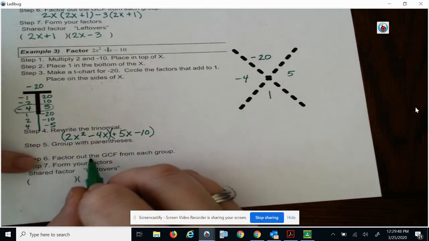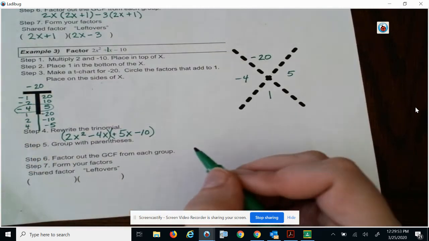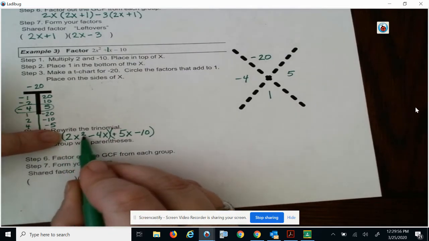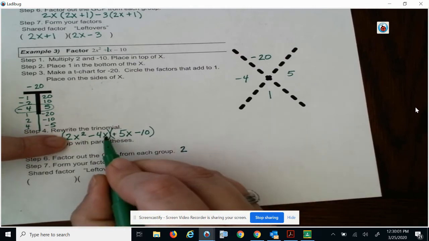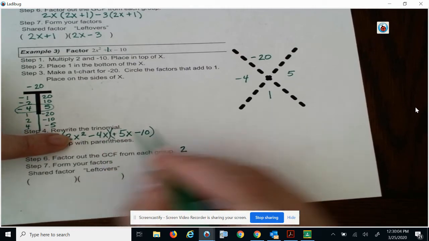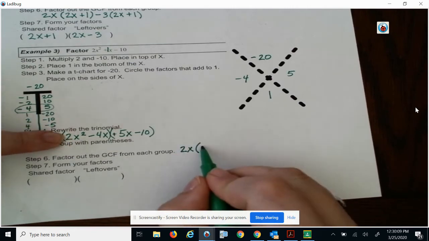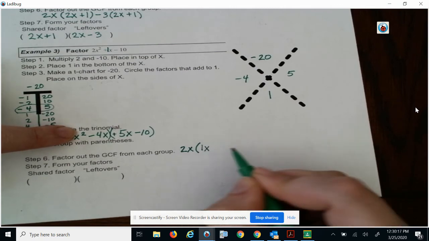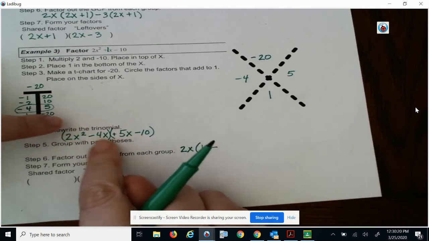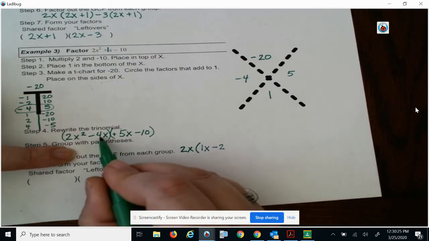And then step 6, factor out the GCF from each group. Oh, forgot some space in there. So 2x squared and 4x, they both have a common factor of 2. They both have an x. Smallest one is this one by itself. And then divide. 2 divided by 2 is 1. And then subtract the exponents from the variable. 2 minus 1 is 1. Minus 4 divided by 2 is 2. And then the x's will cancel.